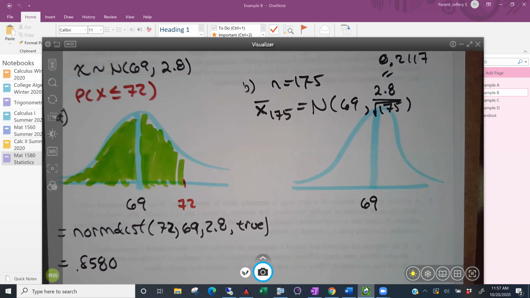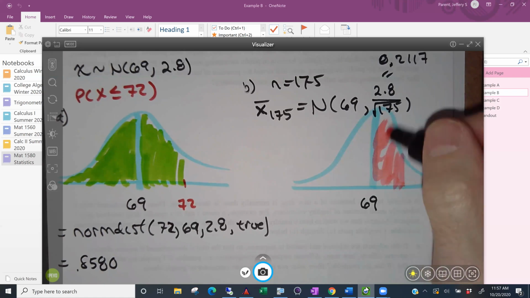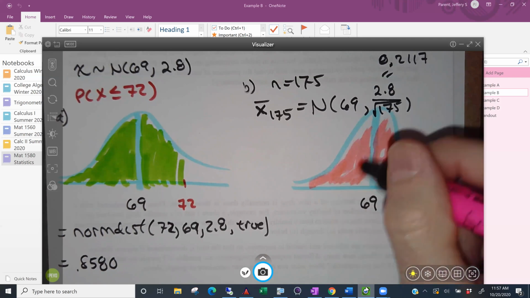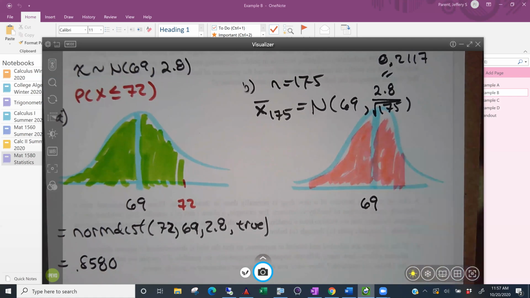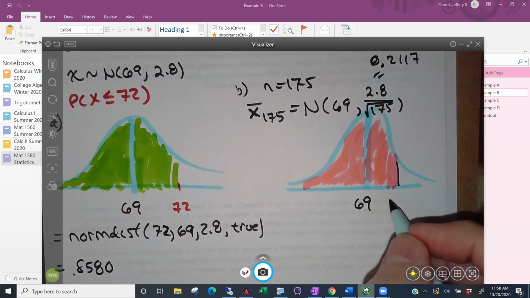We still want to find the area to the left of 72. So I still want this area to the left. I've just got a new curve here. Now keep an eye out on an exam. I might ask you to actually draw some of these curves. The only reason I really do it is because I want to guide your intuition. I want to make sure that you expect a number that's bigger than 1/2, so that if you get something that's smaller than 1/2, you go, wait a minute, there's something wrong.